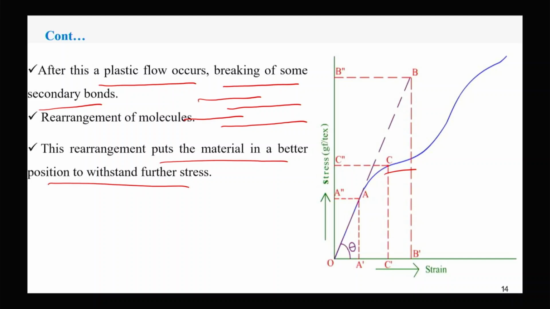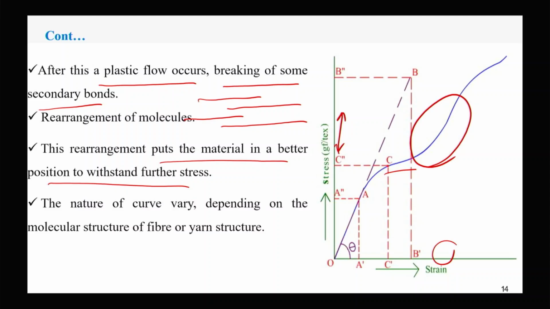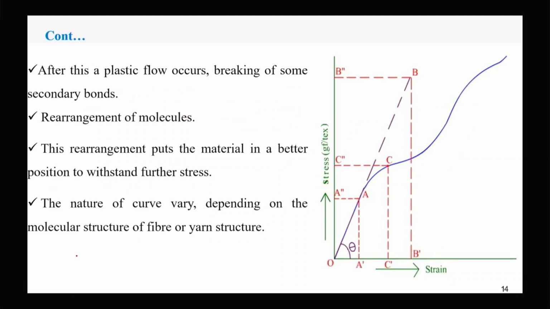So the molecules have been straightened. So they are now taking the load. With the increase in load, the strain will be lower. So the nature of the curve varies depending on the molecular structure of the fiber or yarn structure. If we change the yarn structure, the nature of the curve can be varied. The nature of the curve depends on the molecular structure of the fiber or yarn structure.